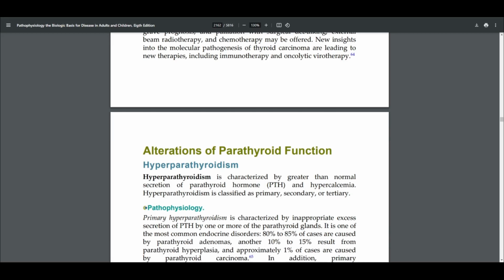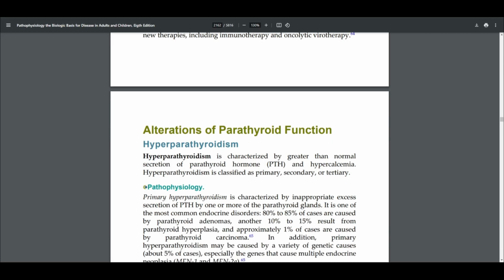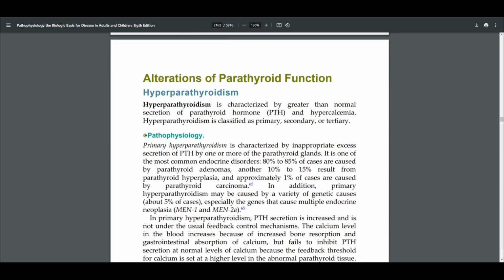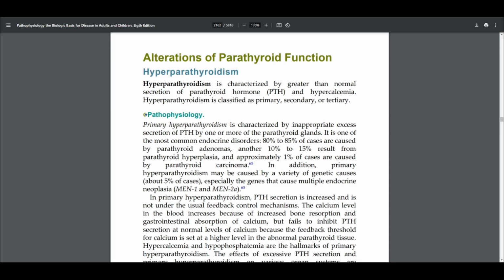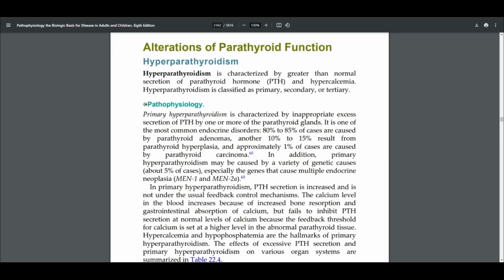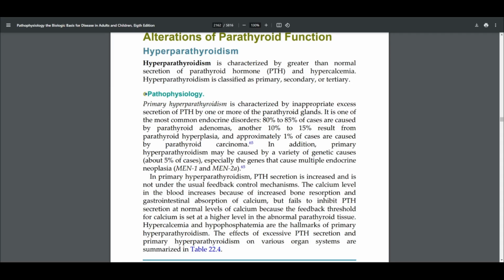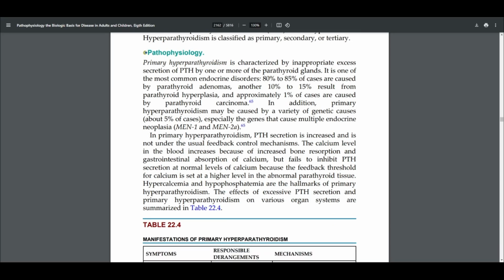So that leads us to alterations of our parathyroid function. Hyperparathyroidism is characterized by greater than normal secretion of the parathyroid hormone and hypercalcemia. Hyperparathyroidism is classified as primary, secondary, or tertiary.